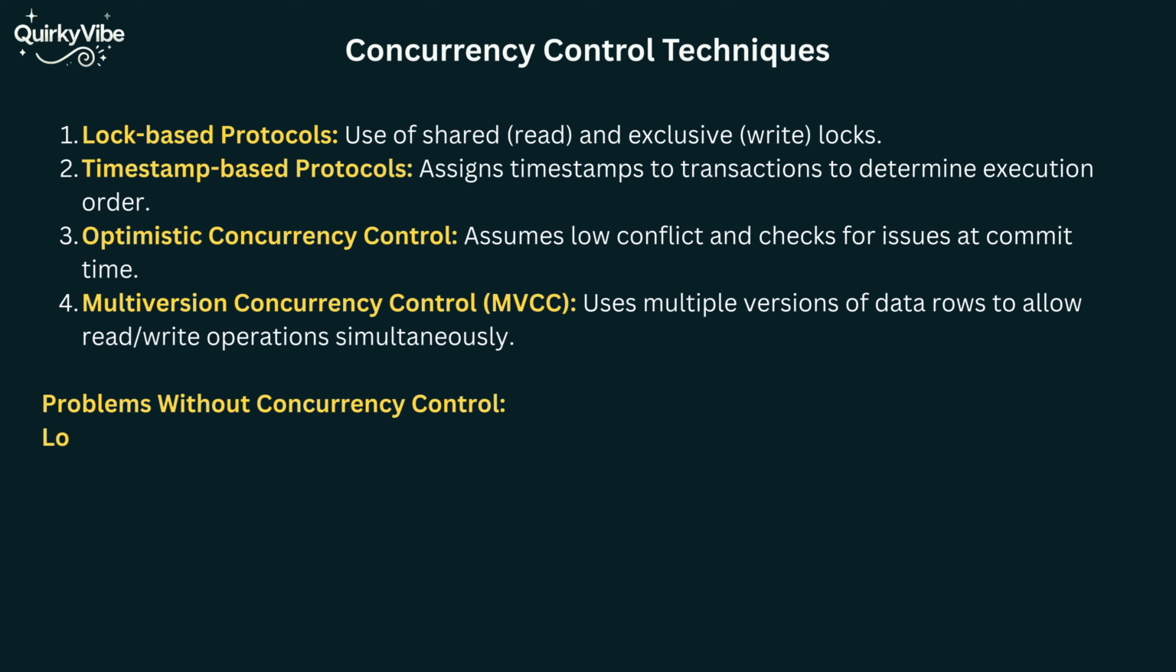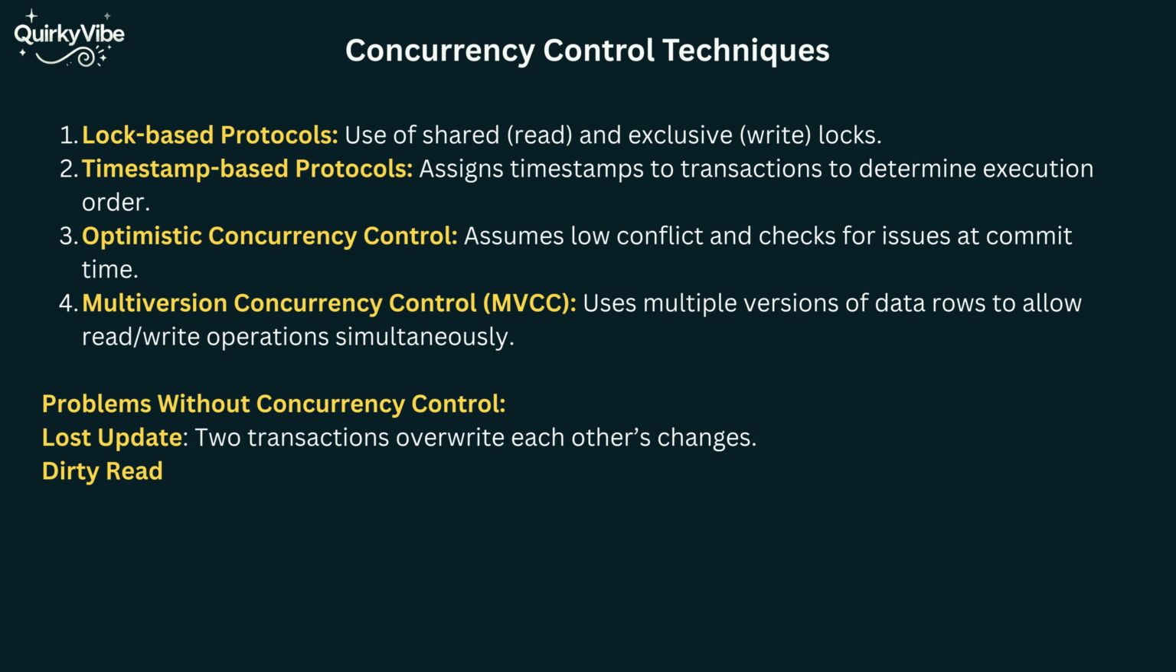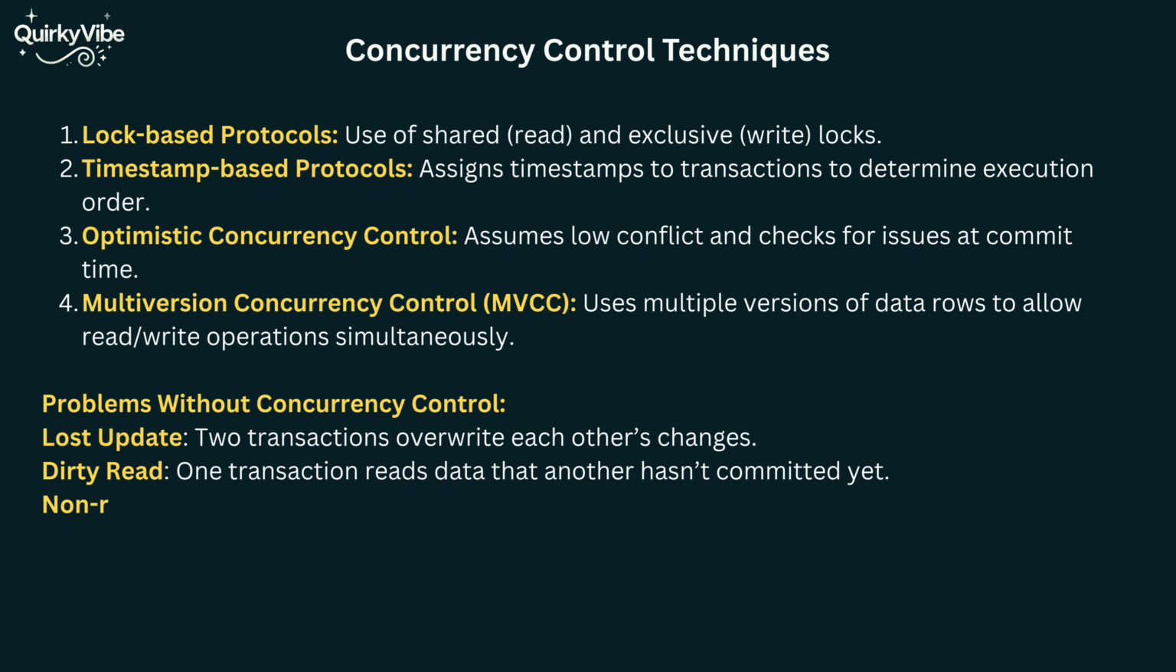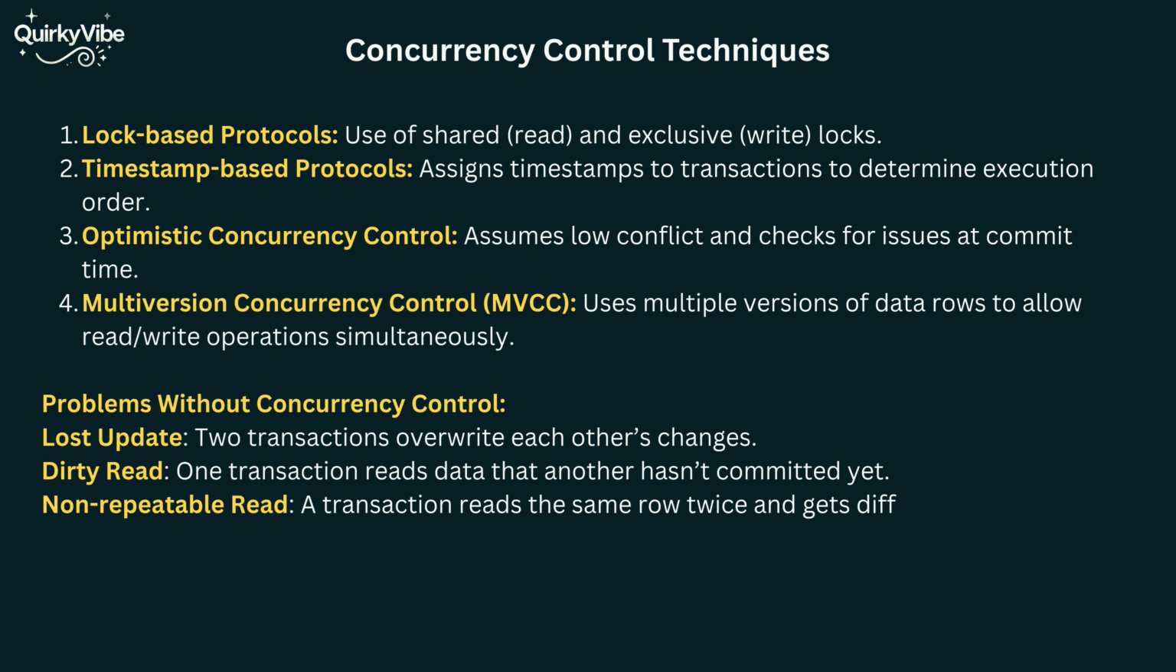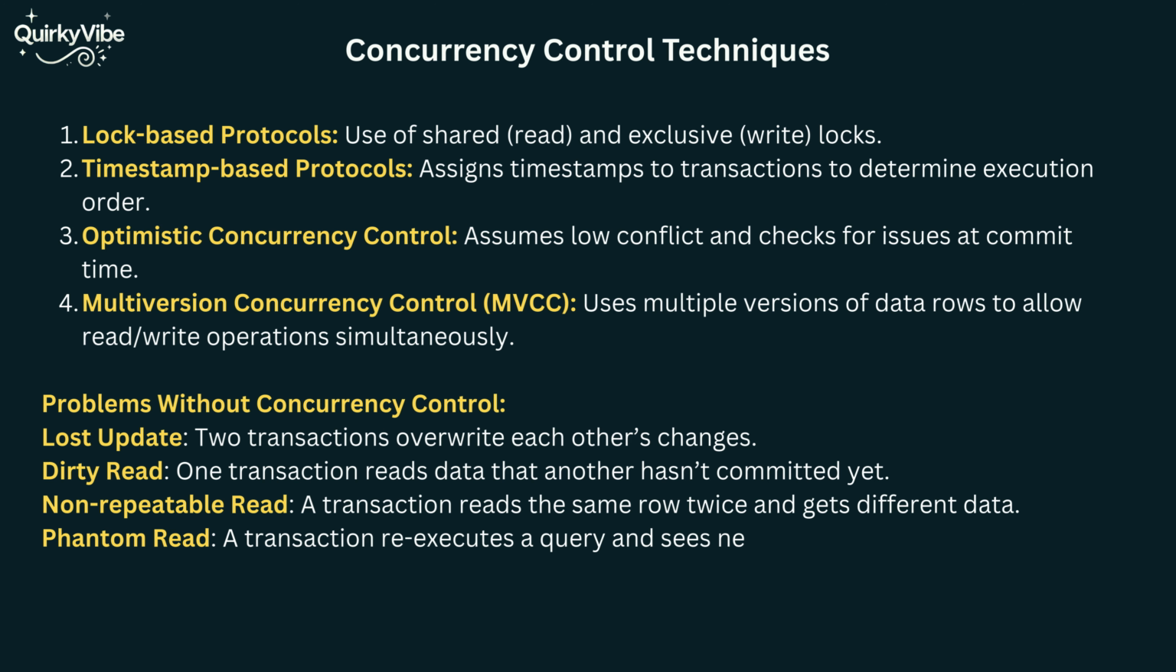Problems without concurrency control. First, lost update, two transactions overwrite each other's changes. Second, dirty read, one transaction reads data that another hasn't committed yet. Third, non-repeatable read, a transaction reads the same row twice and gets different data. Fourth, phantom read, a transaction re-executes a query and sees new rows inserted by others.